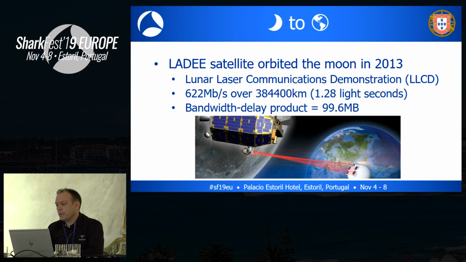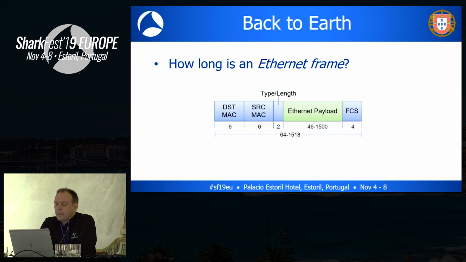All right, so let's come back to Earth a little bit. We were talking about how long is a packet. Start from something simpler: how long is an Ethernet frame? Everybody knows an Ethernet frame is like 64 to 1500 and something bytes. So here's a typical diagram that you would get. You've got your MAC header at the start, you've got a length, there's some Ethernet payload, and you've got a checksum at the end, 64 to 1500 bytes.